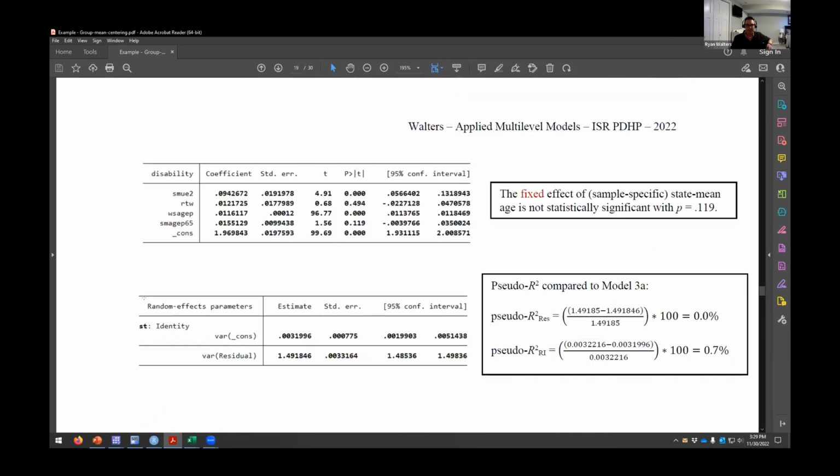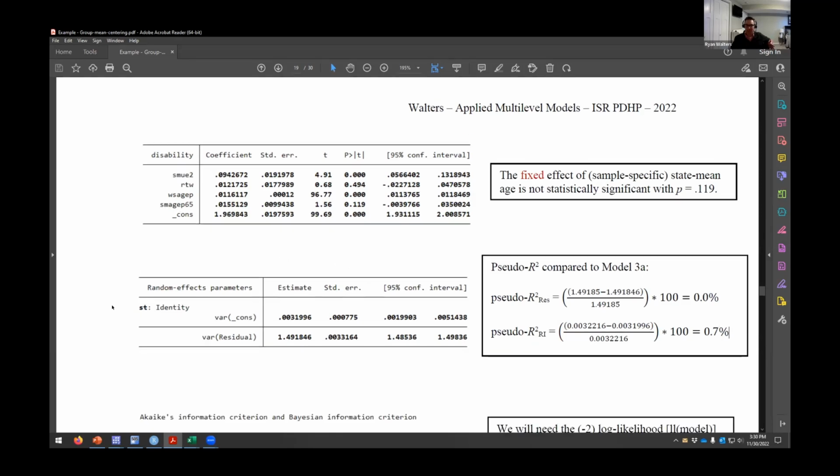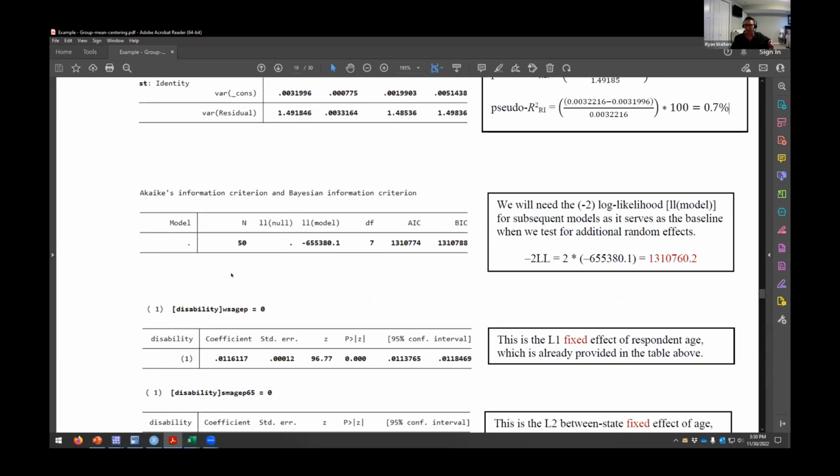The next question becomes, so within state age was statistically significant. That's a fixed effect that is assumed to apply equally to every single person in the sample. The question is, are there between state differences in the size of that effect? The way we do that is by adding a random within state age effect. So again, random effects are tested via model comparison. This is going to be our comparator or our reference model.